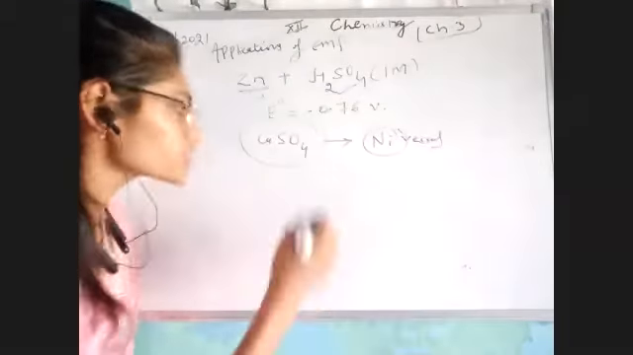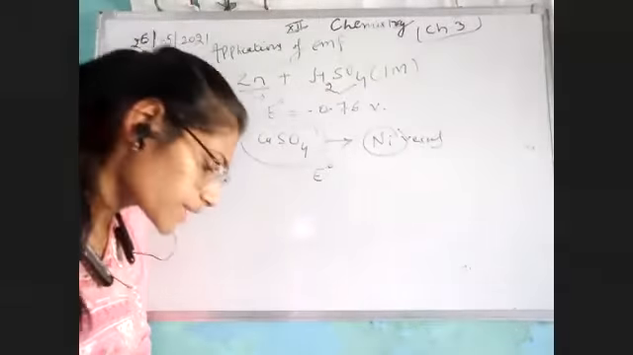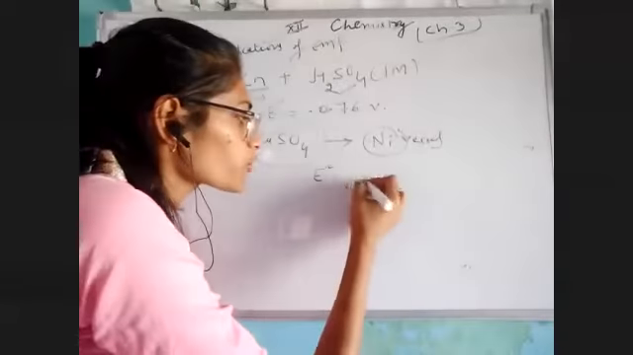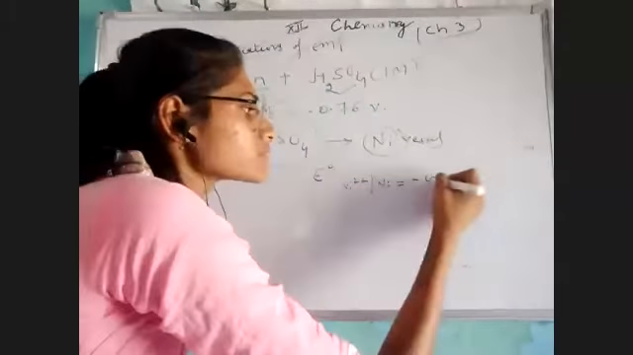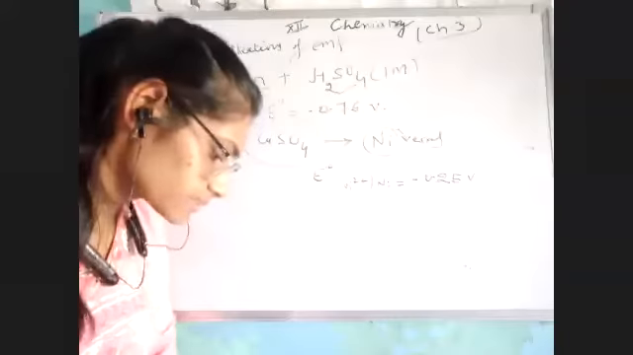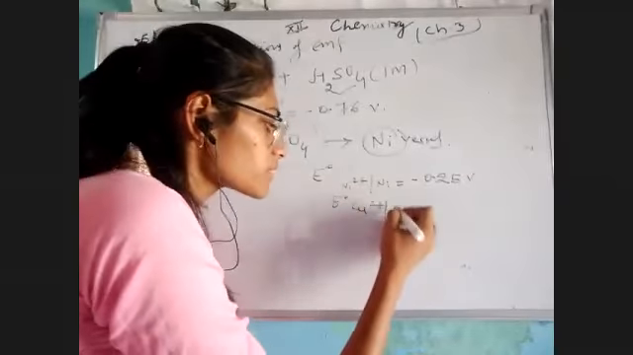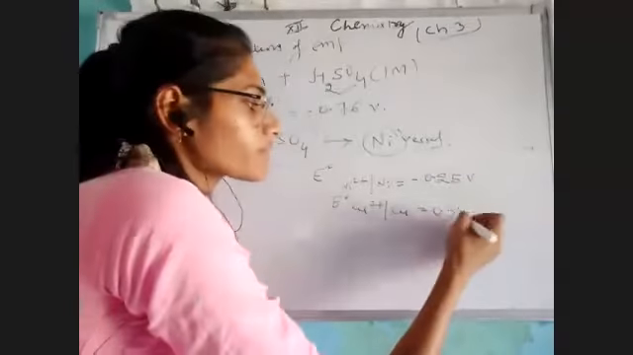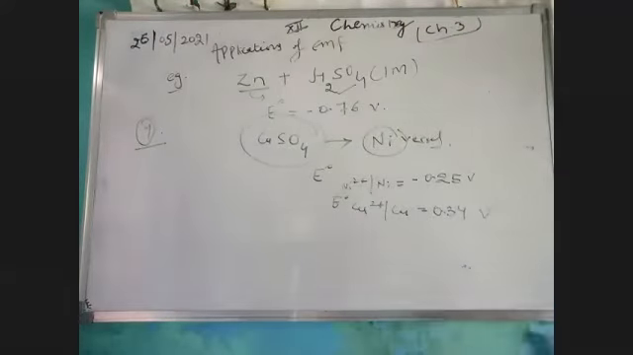And also, I have told you that you do not need to remember these reduction potentials because you would be provided each and every equation. This is minus 0.25 volt, for nickel. And copper 2 positive comes out to be 0.34 volt.